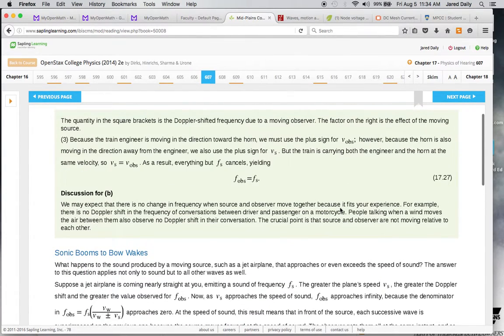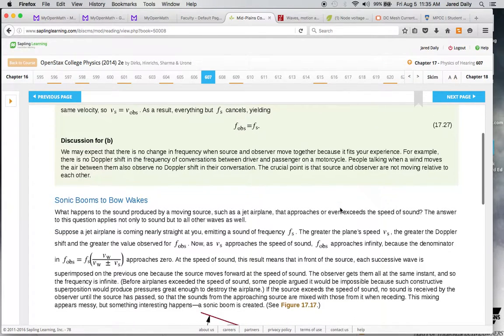And you can actually show that when you're standing right next to the train, or you're standing in the train, that the observed frequency and the frequency of the horn are actually the same. Because in that case, the velocity of the train and the velocity of the observer are the same, and they cancel out, and you get a 1 times the frequency, so it doesn't change at all.